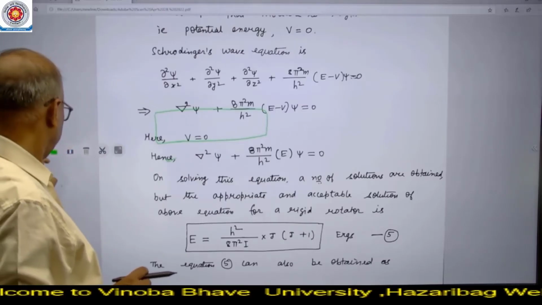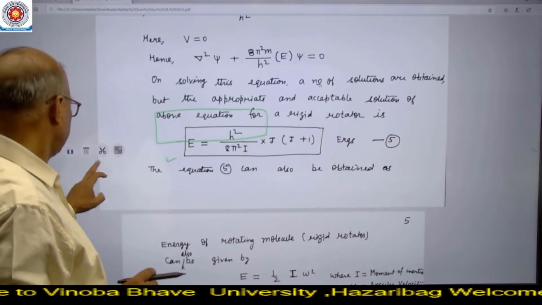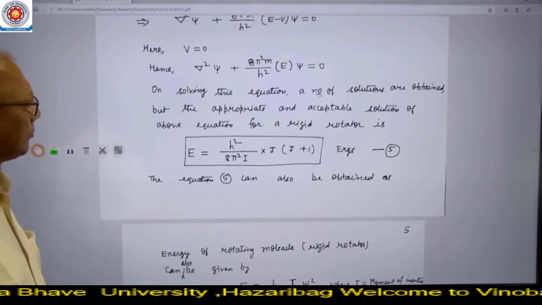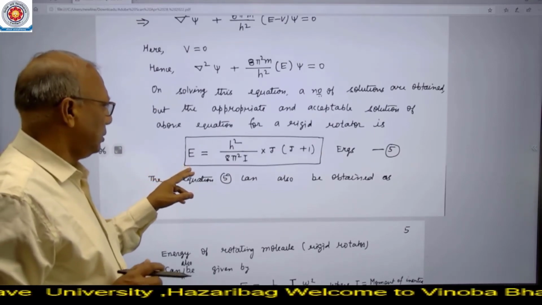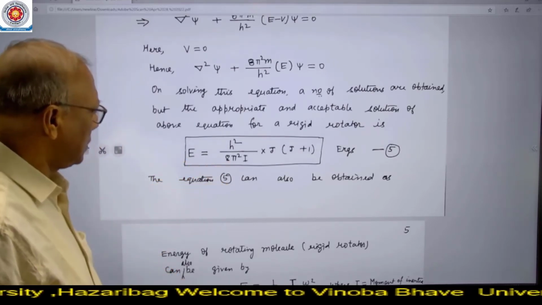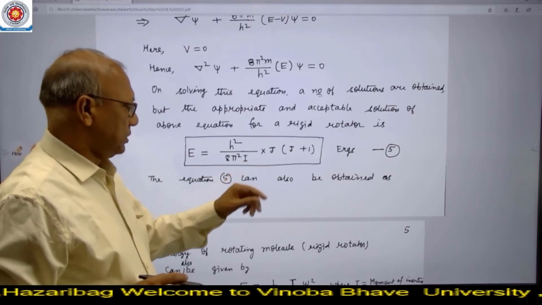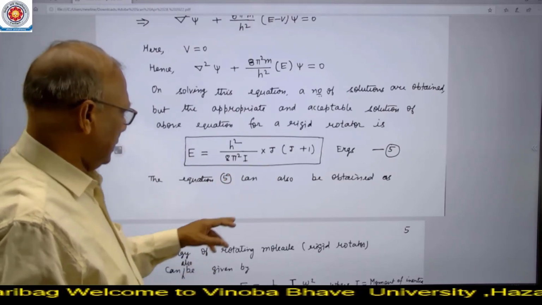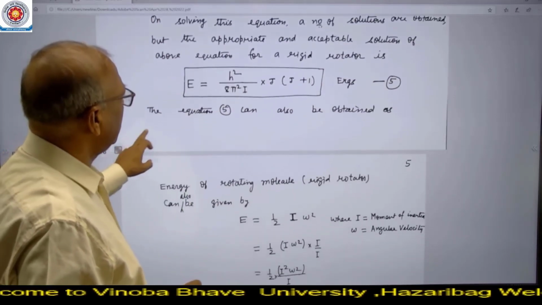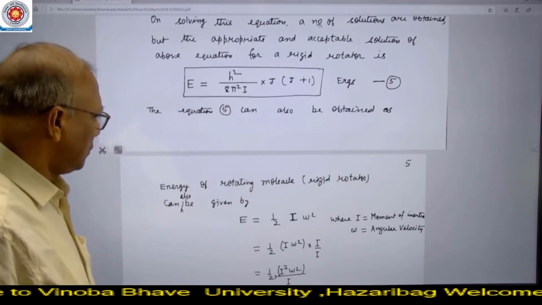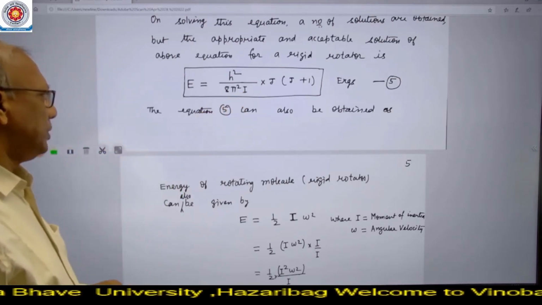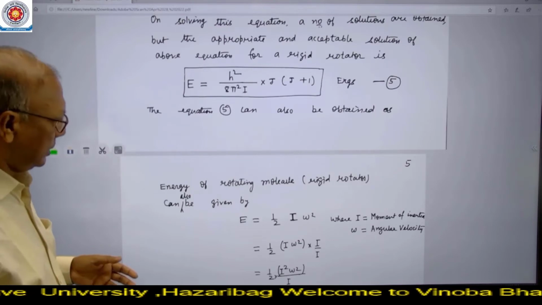On solving this equation, we get the solution for E, and the expression becomes E is equal to h square by 8 pi square I into J into J plus 1 ergs, where J is the rotational quantum number. Here we have not written it, but J is the rotational quantum number, h is the Planck constant, and I is the moment of inertia we have derived in the previous page.